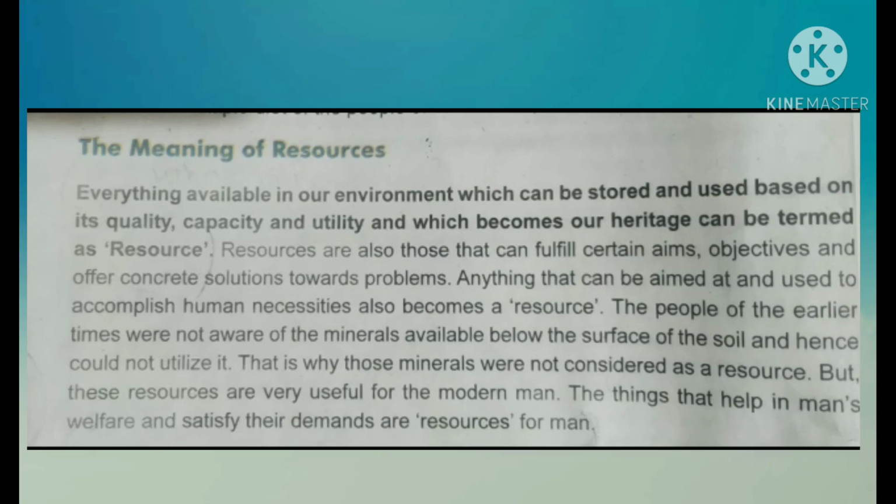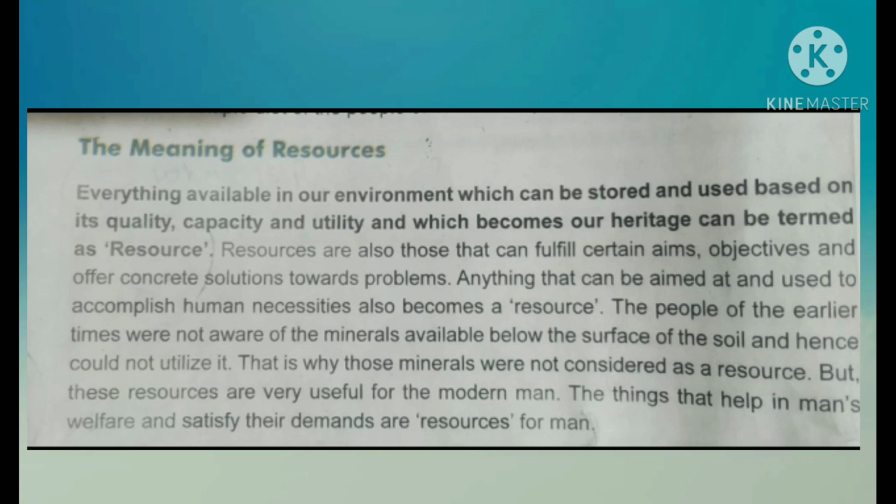What do you mean by resources? Resources means the things which are available in our environment. They can be stored and used according to their quality, capacity and utility, and they become our heritage. Heritage means property that is or may be inheritance, and can be termed as resources. Termed means boundary, limit. Resources are also those that can fulfill certain aims, objectives, and offer concrete solutions towards problems. Concrete means real, actual.